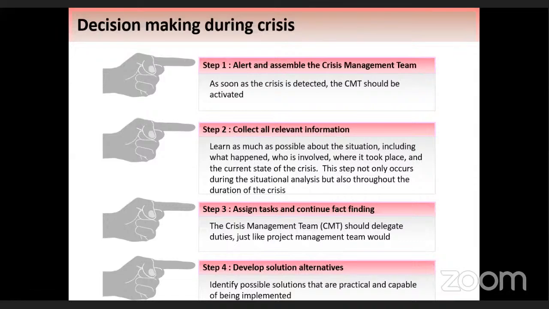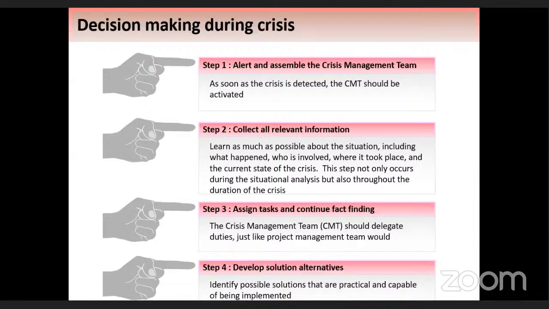Then assign tasks and continue fact-finding. The CMT should delegate duties, just like a project management team would. And this is where there's a correlation between project management and HSE. It's advisable that every HSE, every safety officer, every professional should also learn project management. Then the fourth one is develop solution alternatives.